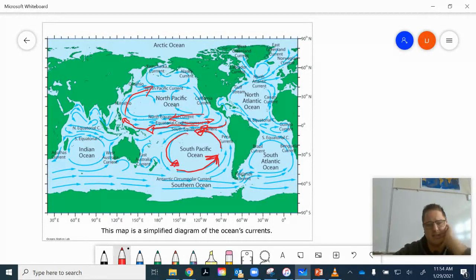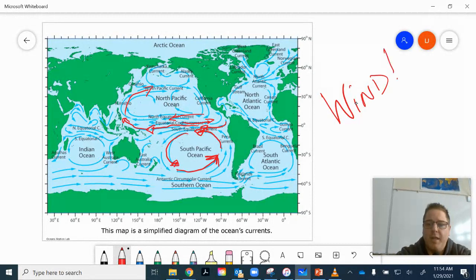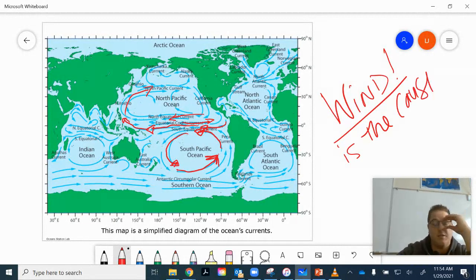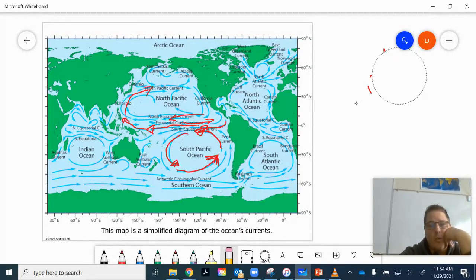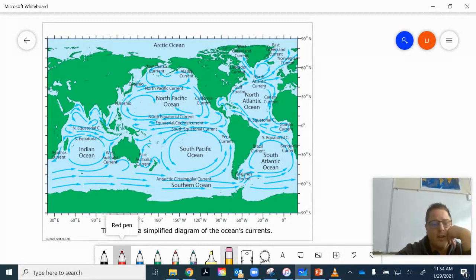What causes this? Well, what causes this current is a big thing called wind. Wind is the cause of this. That's what's causing all this to happen. It's the wind. Wind is constantly moving over the surface, creating these surface currents. Wind is what causes this. So we've got these ocean currents caused by wind.